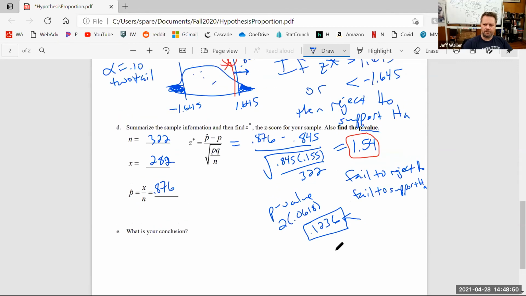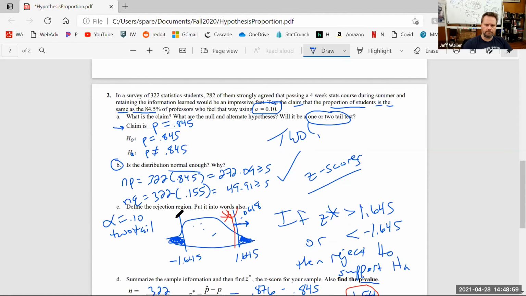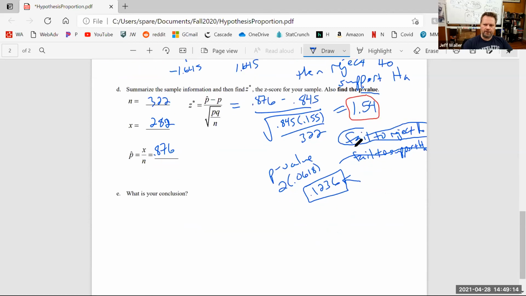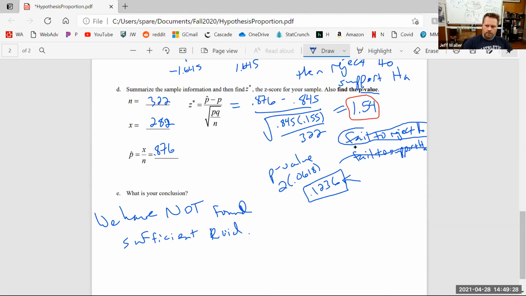So what is our conclusion? Which one of these are we going to use to word our conclusion? What was our claim? Which one was our claim? The H0. So I'm going to use this language. We failed. We have not found sufficient evidence. That's what fail translates into. So, reject the claim.